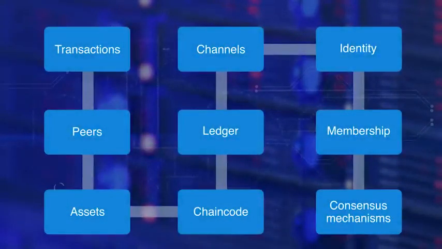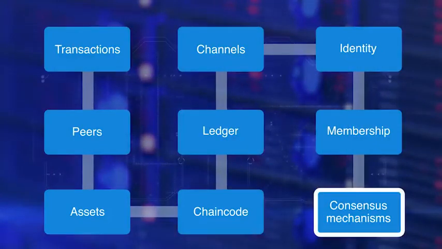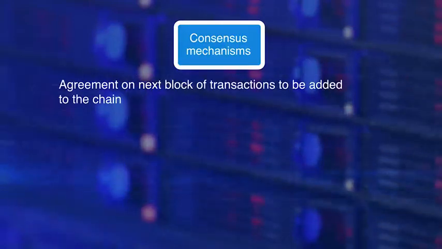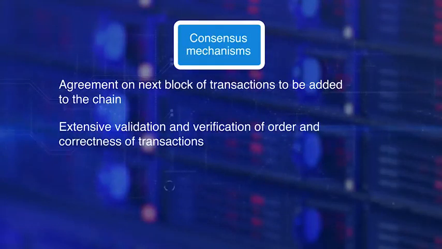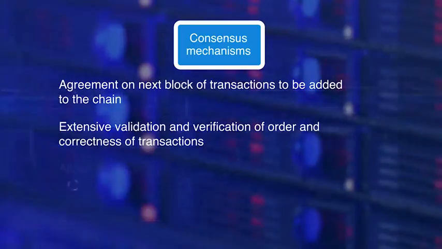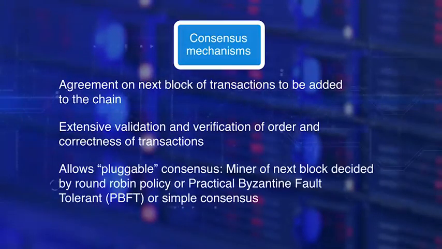We are now moving into the final element of the fabric model, the consensus model. Consensus at the high level is the agreement on the next block of transactions to be added to the chain, and the extensive validation and verification of the order and the correctness of the transaction, including double spend and other conditions. Fabric allows for a pluggable consensus model.